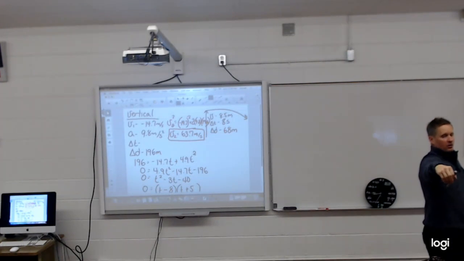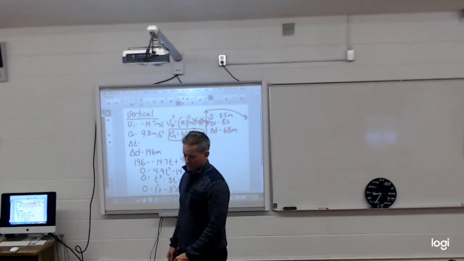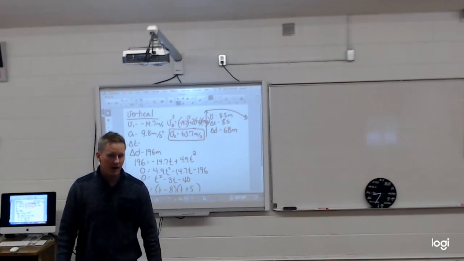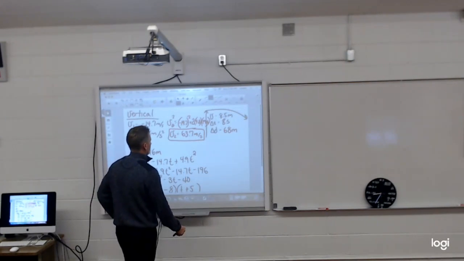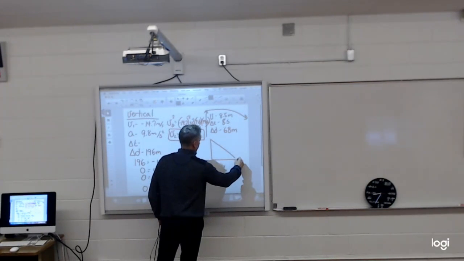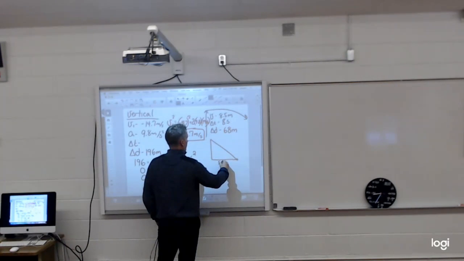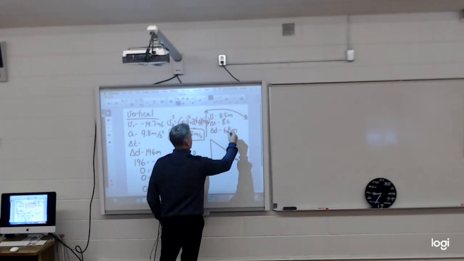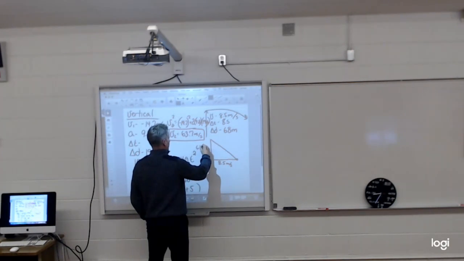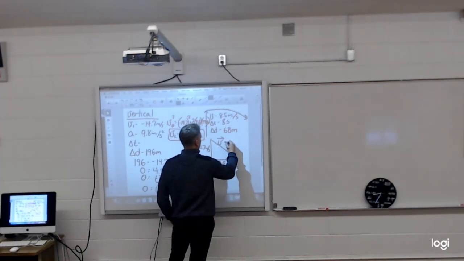That again is the vertical velocity. That's not your combined, that's the vertical component. So now what you would have to do is calculate this one right here. So this is 8.5 meters per second. This is 63.7 meters per second. Let's get that velocity right there.